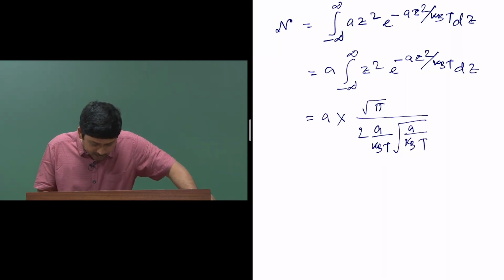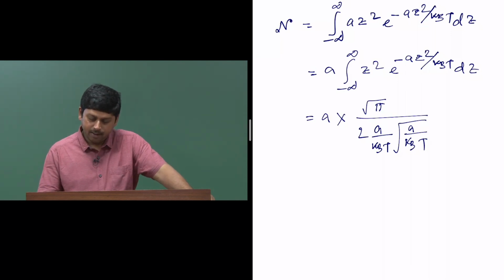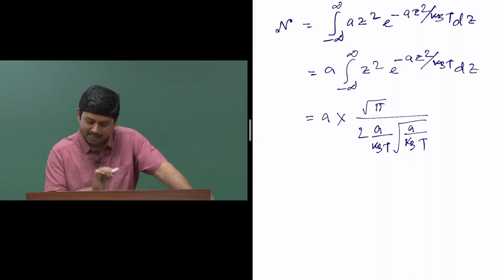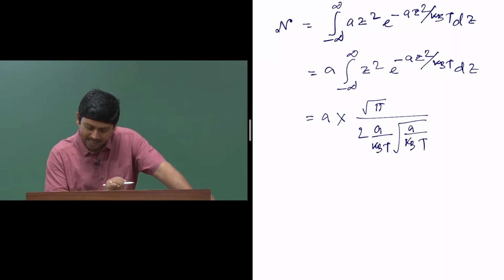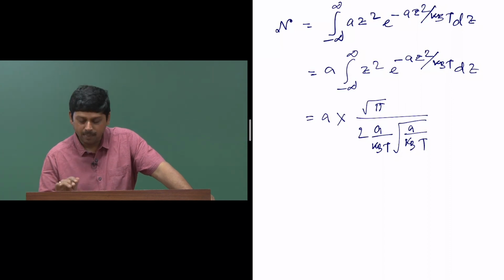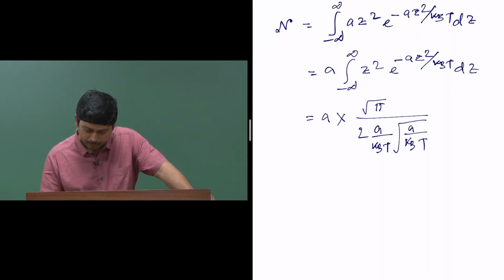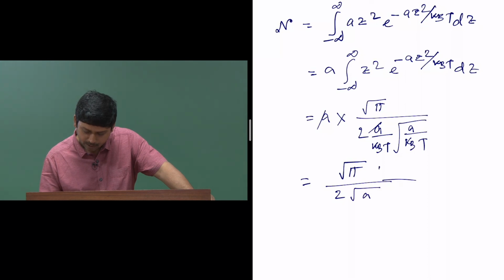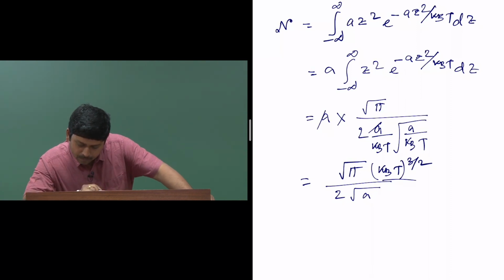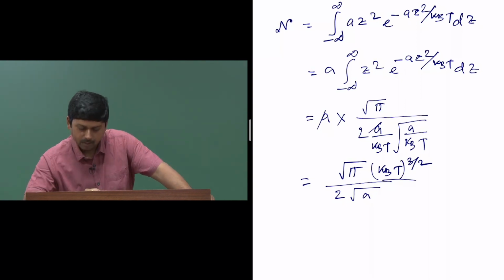Is it all right now? Let us see. Yep. So, here using the formula we have seen that z is nothing but x, and a in the formula is nothing but our a by kBT. So now it is okay. We can cancel this a and we can write as root pi by 2 root a and here kBT to the power 3 by 2.